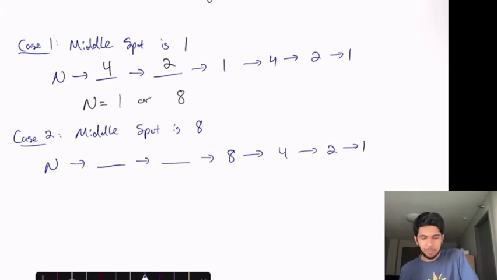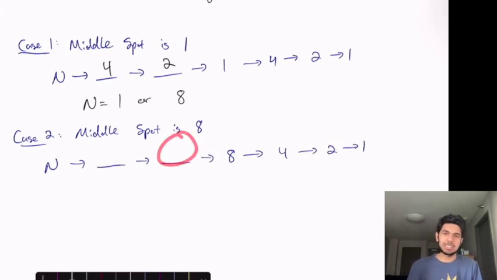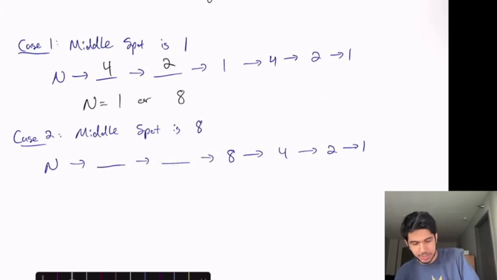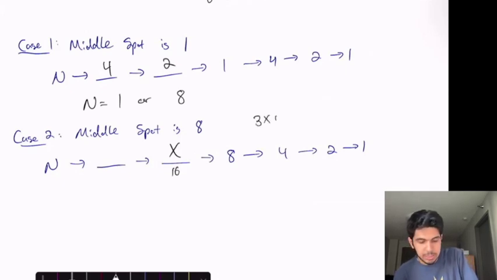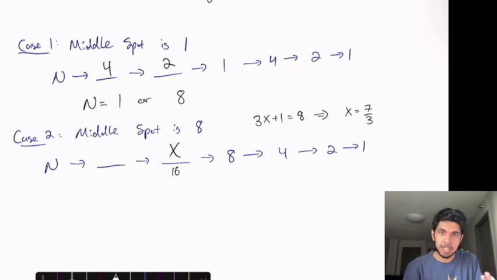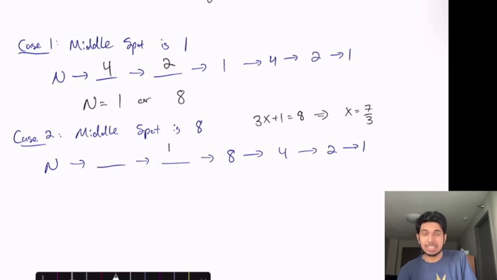Okay, so now we have to actually calculate what this spot is. So again, we'll call it x. If x is even, then x over 2 equals 8, which means that this could be 16. If x is odd, then 3x plus 1 equals 8, which would mean that x equals 7/3, but 7/3 is not odd, so that case can't occur, so we know for sure that this spot must have a 16 occupying it.